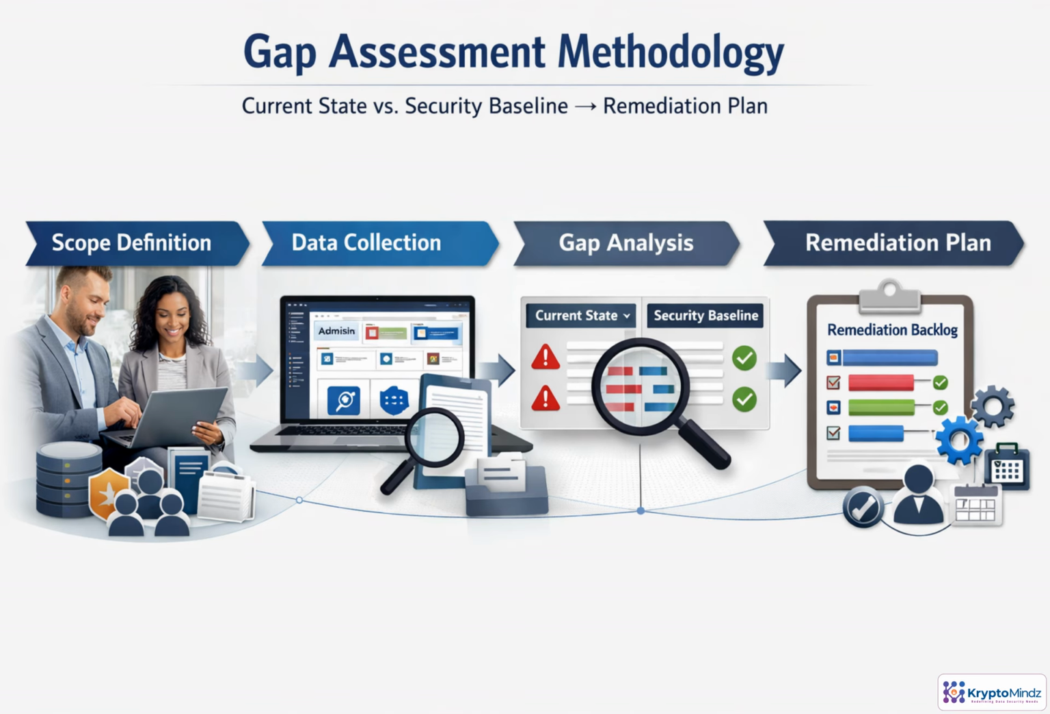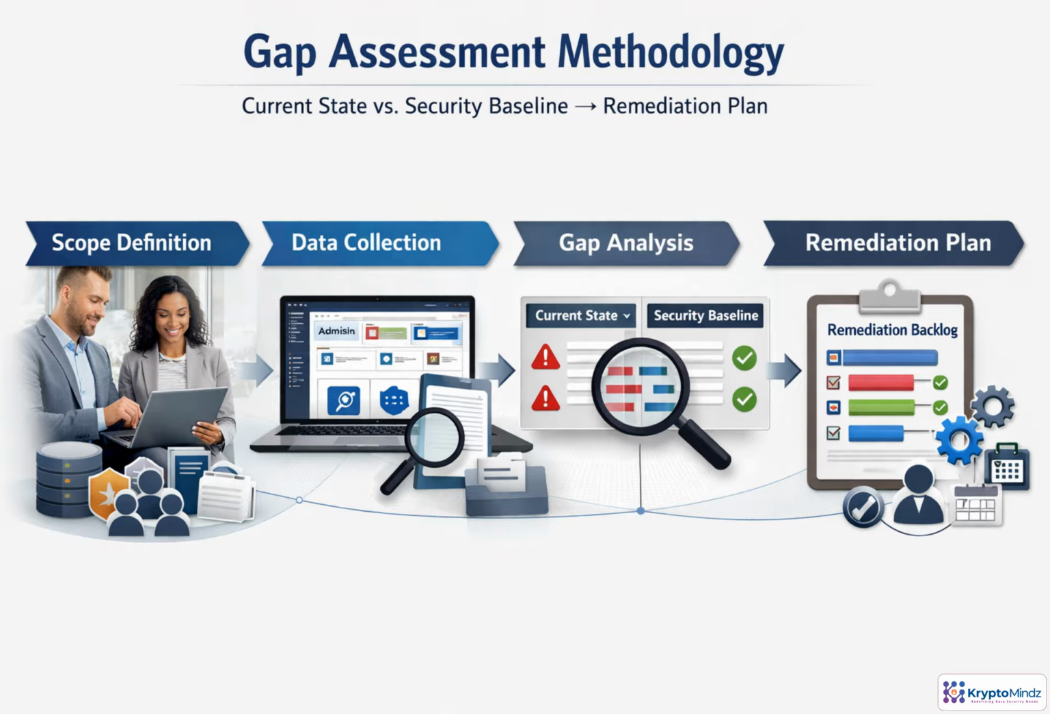A gap assessment turns security requirements into executable work. Begin by defining exactly what is in scope: workloads, users, admin roles, data types, and control families. Then collect evidence from the tenant using portals, PowerShell, graph, reports, logs, and tooling. Compare the current state against the approved baseline and classify each difference by risk, impact, and effort.